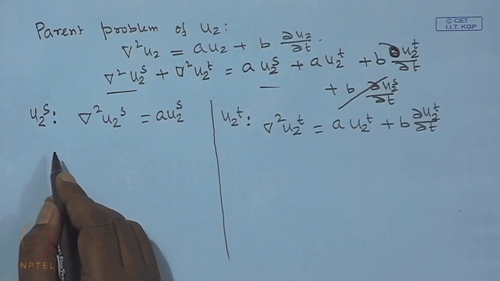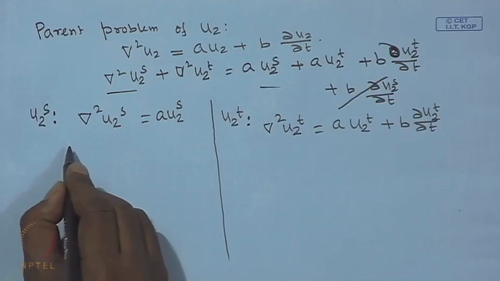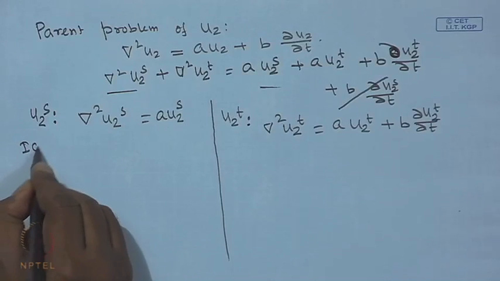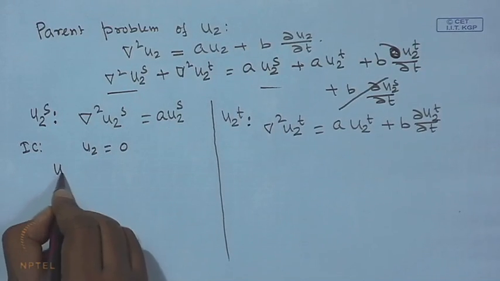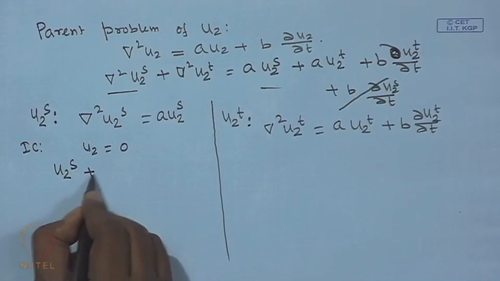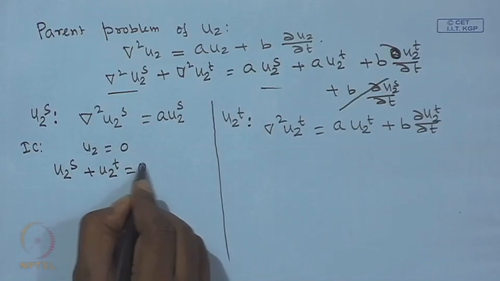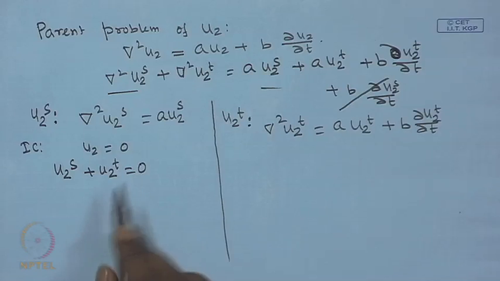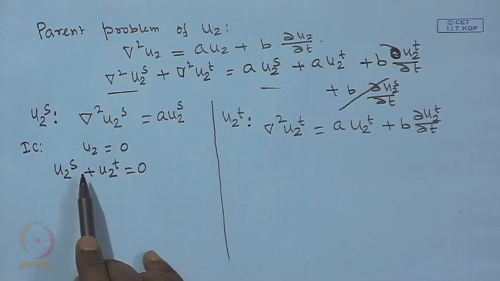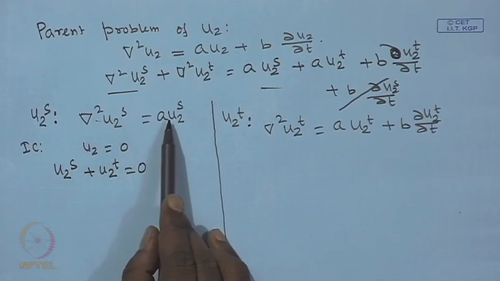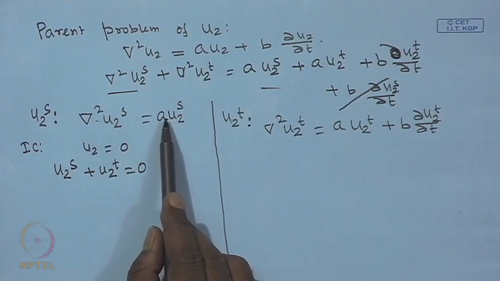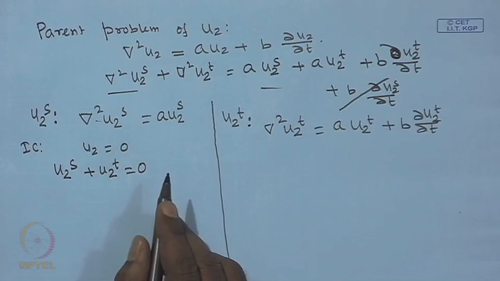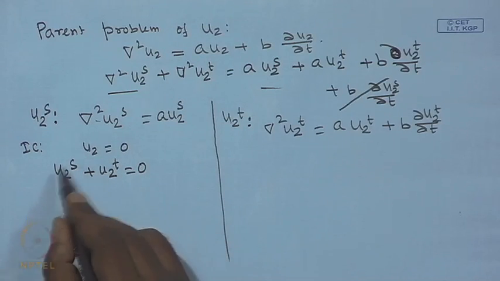Let us look into the initial condition of the original problem of u2. The original problem was u2 is equal to 0. So, we have u2s plus u2t is equal to 0. Therefore, we do not need an initial condition on u2s, because u2s is a function of space only, it is not a function of time. So, the initial condition is not appropriate for u2s.